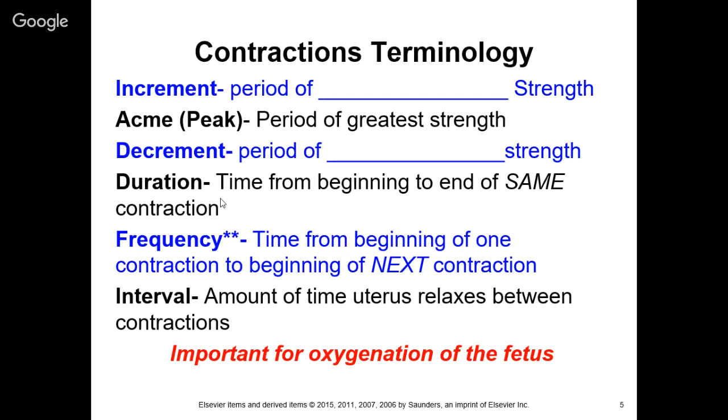And the interval is the amount of time in between contractions. And this is when the uterus relaxes. This is very important for oxygenation. You do not want contractions that are too frequently apart. You don't want them to be too close in frequency, too close together. Otherwise, the baby does not get oxygen during that time.